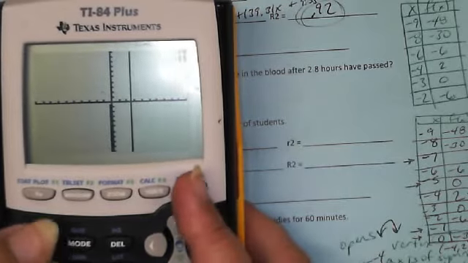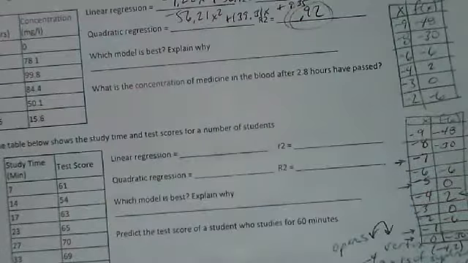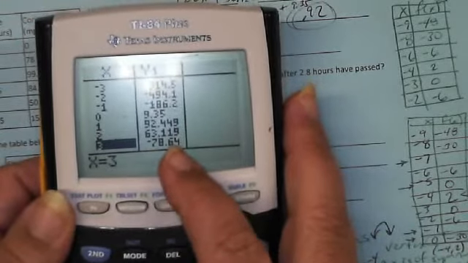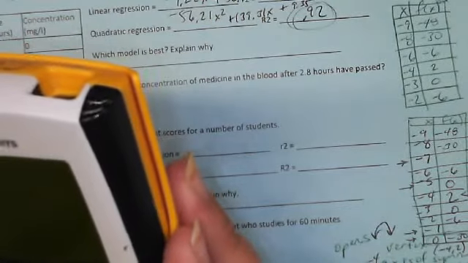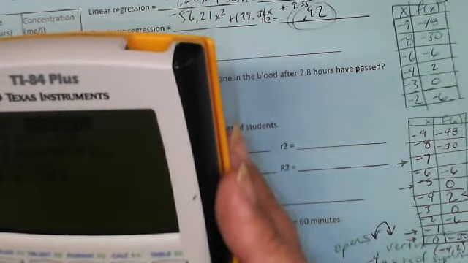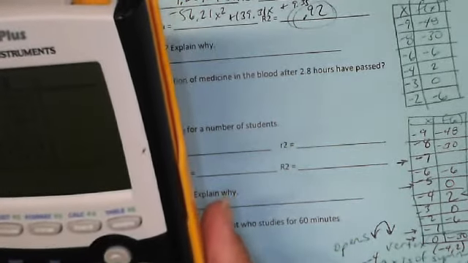Yep. And then if you hit second table, you can look for what they're asking for. After 2.8 hours, close to 3, it's going to be negative 78.64. You can also put it in. You could do the vars function.